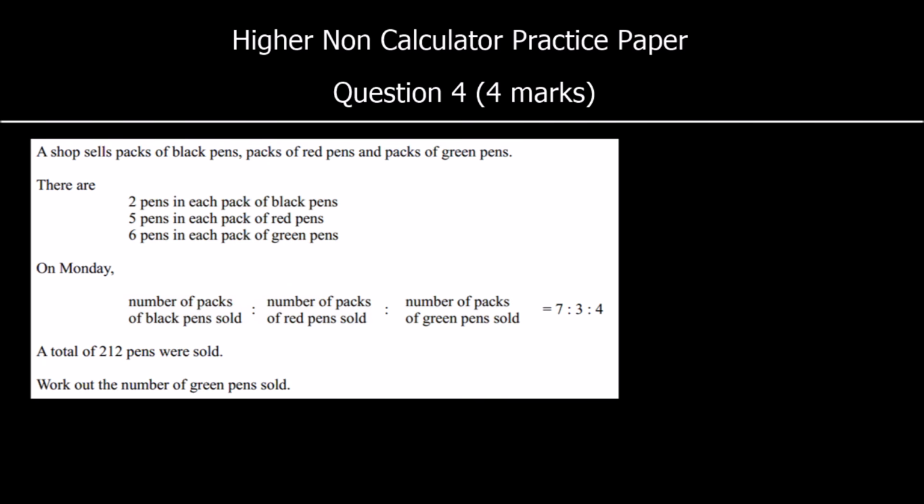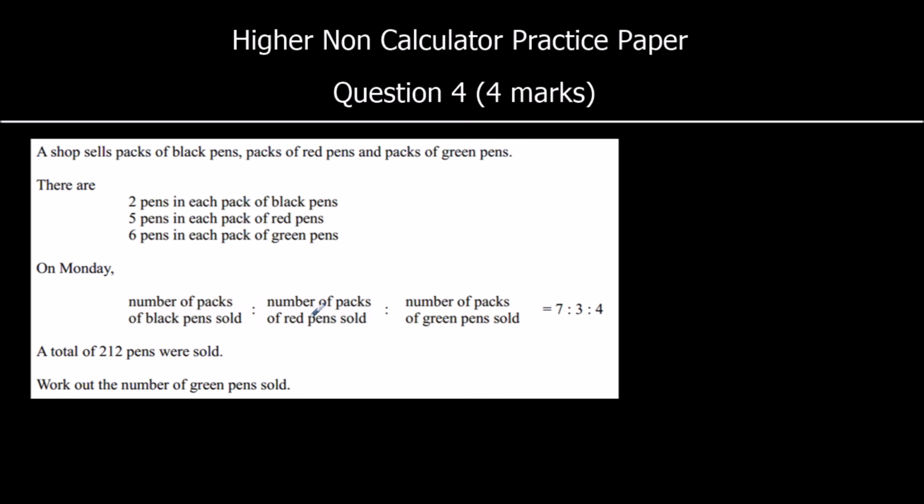Question 4. A shop sells packs of black pens, packs of red pens, and packs of green pens. There are 2 pens in a pack for black pens, 5 pens in a pack for red pens, and 6 pens in a pack for green pens. On Monday, the ratio of packs of black pens sold to packs of red pens sold to packs of green pens sold is 7 to 3 to 4, and 212 pens were sold. Work out how many green pens were sold.